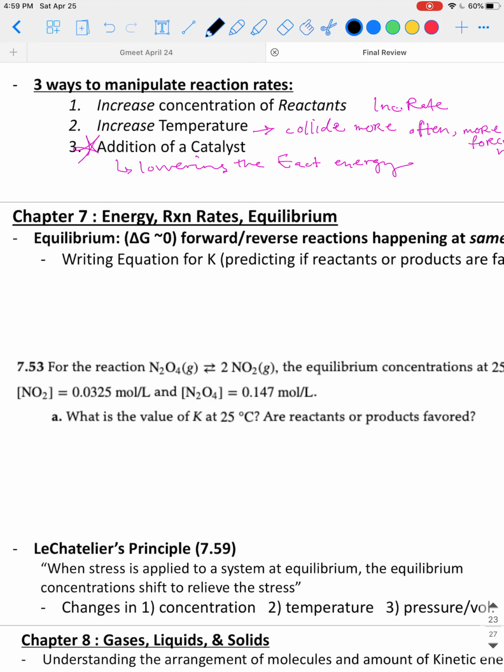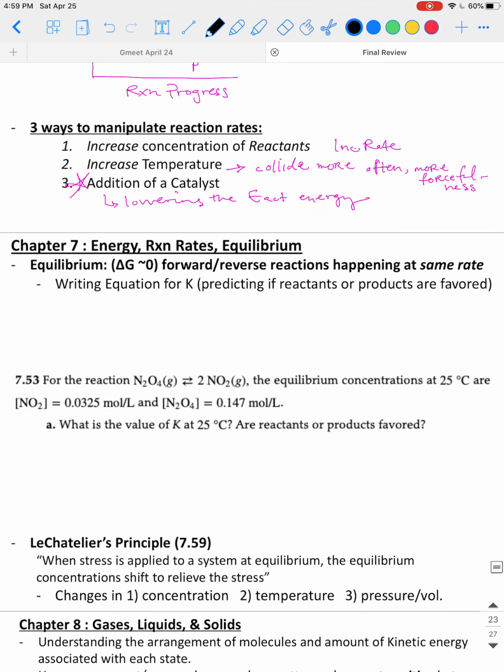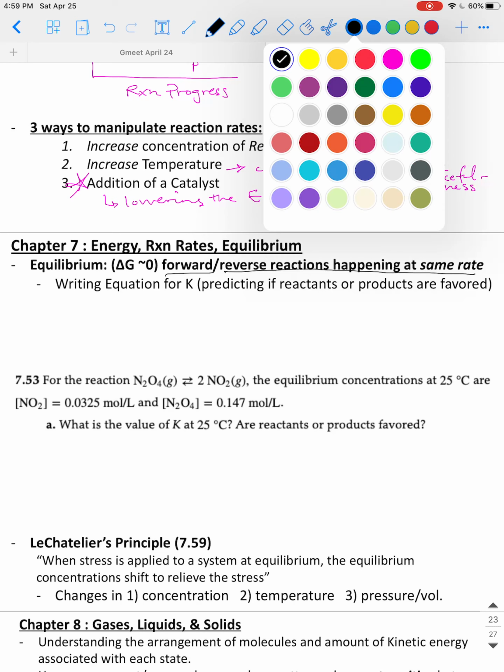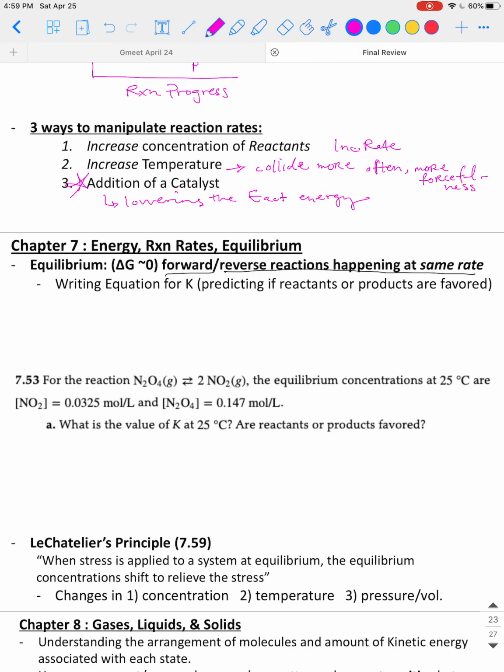A little bit more on chapter 7, equilibrium and Le Chatelier's principle. So remember, equilibrium is where delta G equals almost 0. And what that means, it doesn't mean that nothing's happening. It means that the forward and the reverse reactions are happening at the same rate. Okay? You are making products and then you're turning around and remaking your reactants at the same rate. You are continuing to make products.